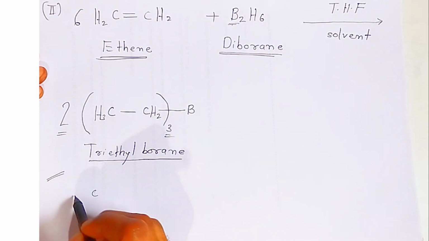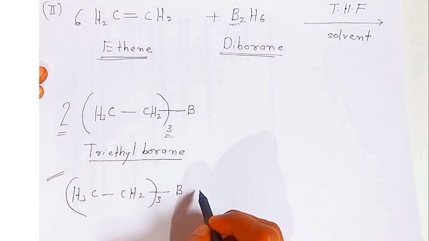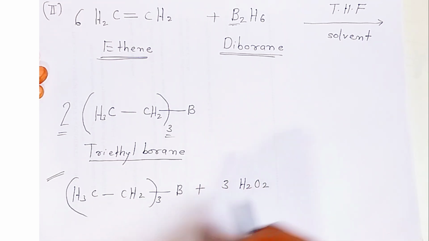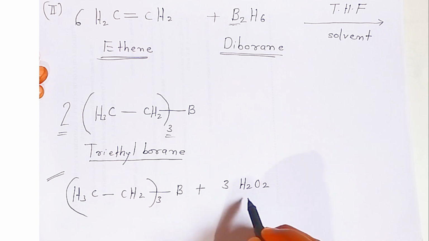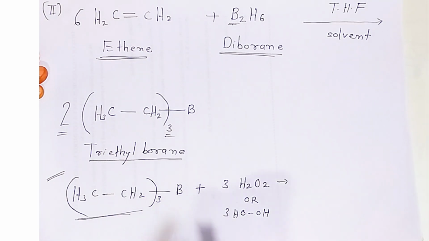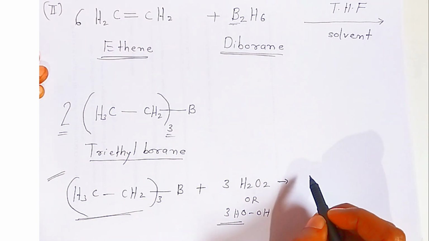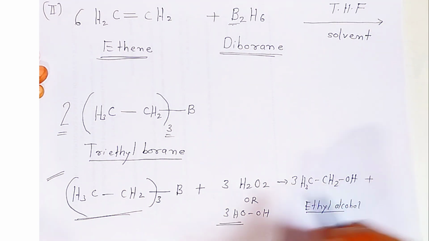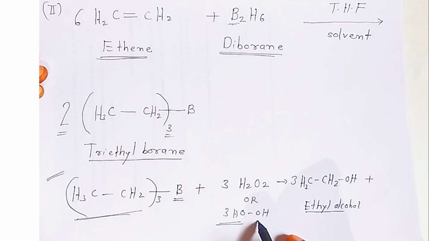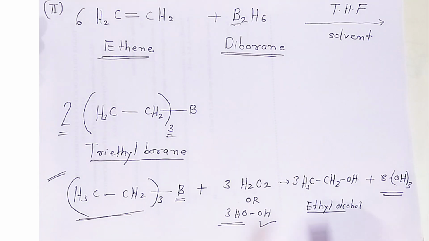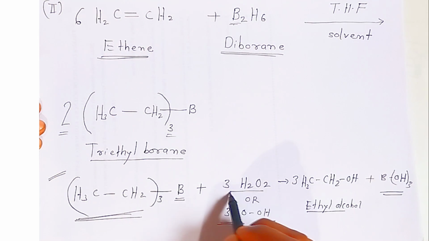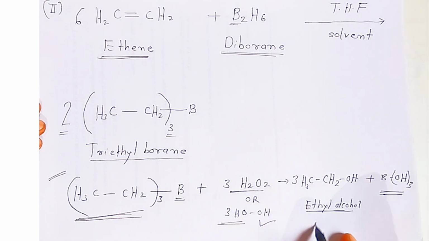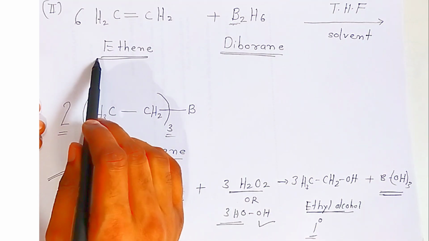In the second step, students, 1 molecule of triethyl borane reacts with 3 molecules of H2O2, hydrogen peroxide. Understanding, students? These 3 will combine with these 3. It will give you 3 molecules of ethyl alcohol, and there is a formation of 1 molecule of boron hydroxide. See, this 1 boron reacts with 3 OH, boron trihydroxide. Triethyl borane reacts with H2O2 and gives you ethyl alcohol and boron hydroxide. This way, students, you have prepared primary alcohol from alkene, that is ethene.